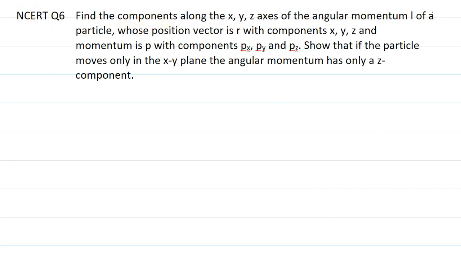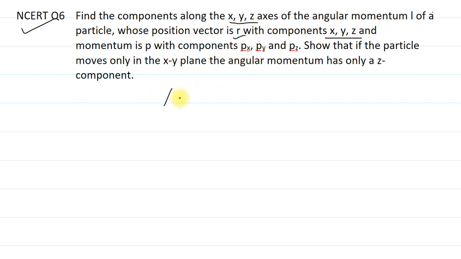So here I'm going to solve one problem from system of particles and rotational motion, NCERT question number 6. In this problem, find the components along the x, y, z axes of the angular momentum of a particle whose position vector is r with components x, y and z, and momentum is p with components px, py and pz. So basically we have to write the components of angular momentum.